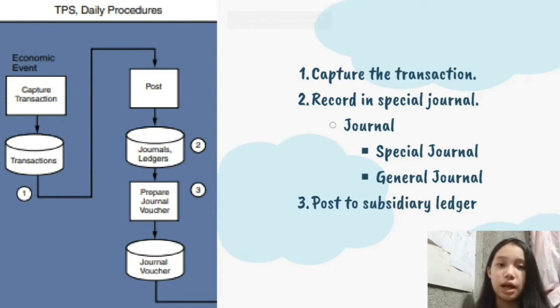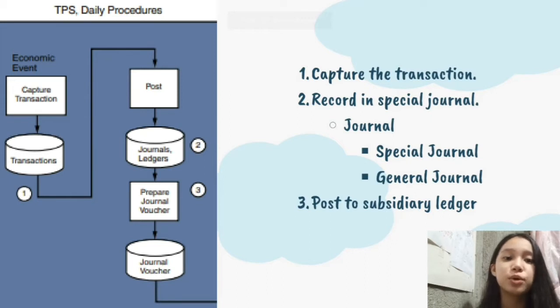For the second step, dito natin isosort out if the transaction will be in the special journal or general journal. If the transaction frequently occurs, like sales, sa special journal ito ilalagay. Pero pag hindi naman, sa general journal or directly on a journal voucher ilalagay.